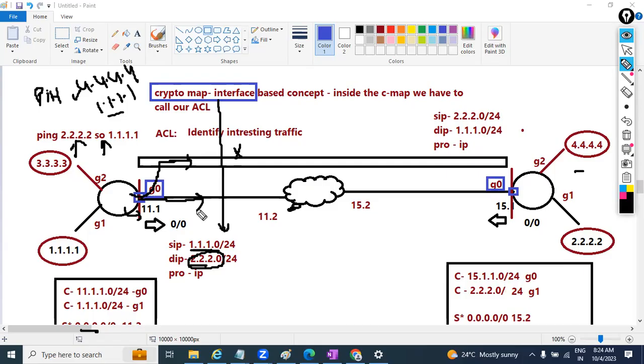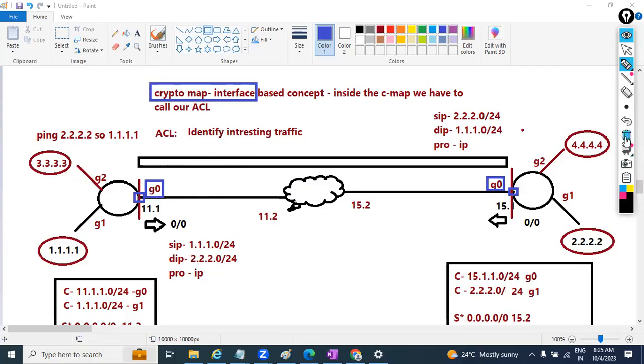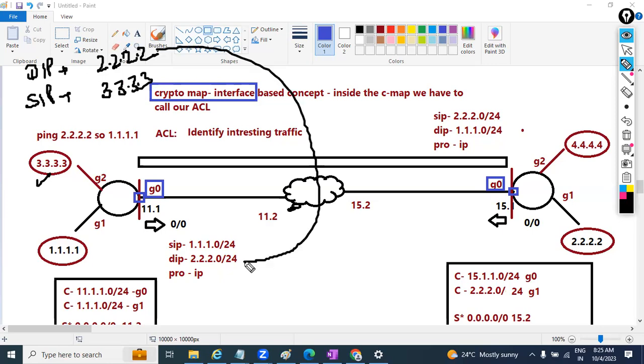Clear or not? Okay, because we have not configured an access list for which traffic? For this traffic. Clear? In case your destination IP is 2.2.2.2 and the source IP is 3.3.3.3 here, again it won't happen. The reason is that the destination IP is matching, but what about the source?